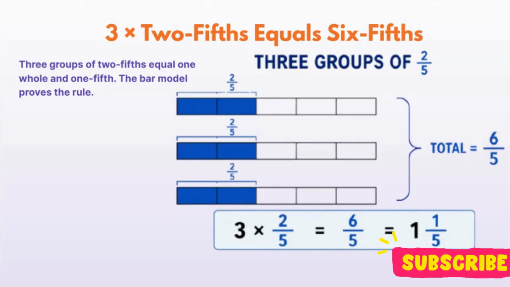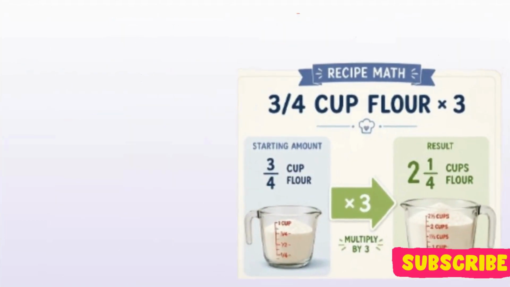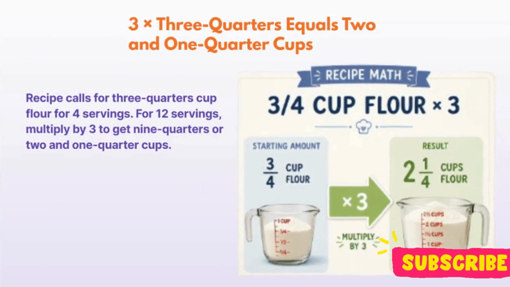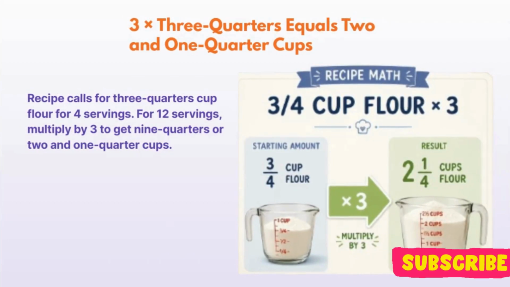Let's move on to the next example, a daily life example. 3/4 cup of flour will be used. If I want to multiply it with 3, it means 3 times 3 is 9, the numerator is multiplied. The answer will be 9/4. It can be converted into a mixed fraction. The answer will be 2 whole 1/4, which is the correct answer.